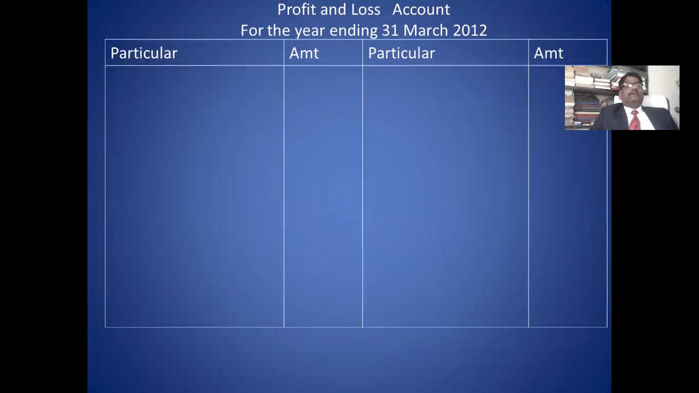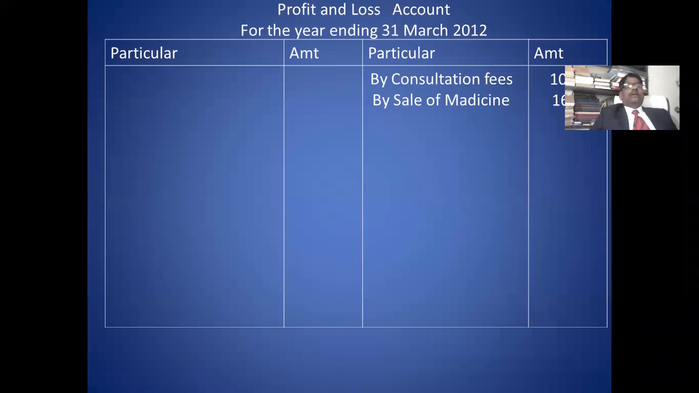Okay, see here. First, consultation fee is relating to profession, you take. Second, sale of medicine is relating to profession, you take. These two are the only incomes of profession. Then you take the profession related expense on the debit side.